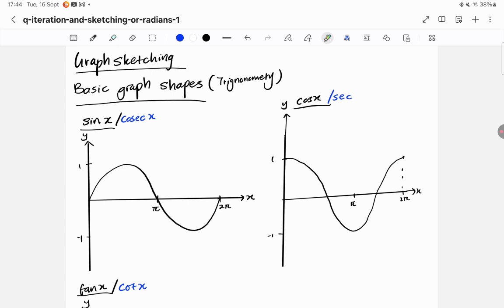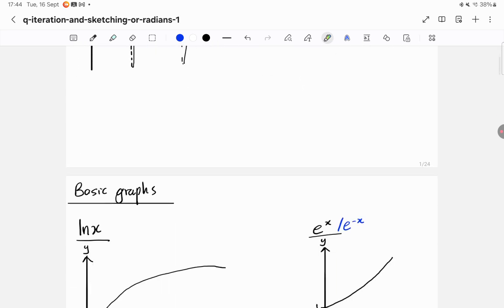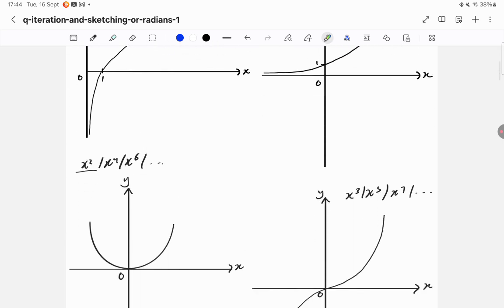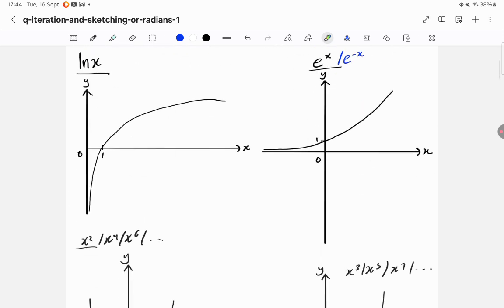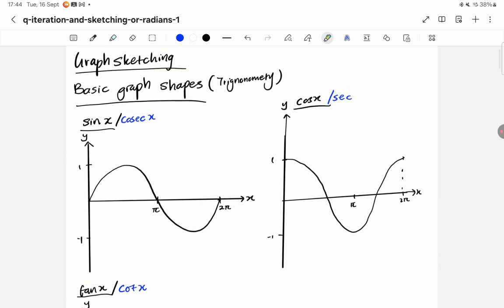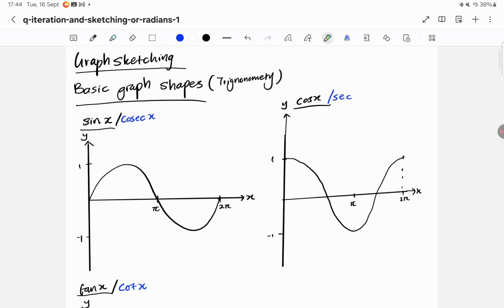Mainly in the topic of graph sketching, you're just going to have to know some basic graph shapes, which they can ask you in some questions. After going through some of the graphs, I will definitely try to attempt some questions with you guys so you can have a better understanding of it. All right, so let's start.